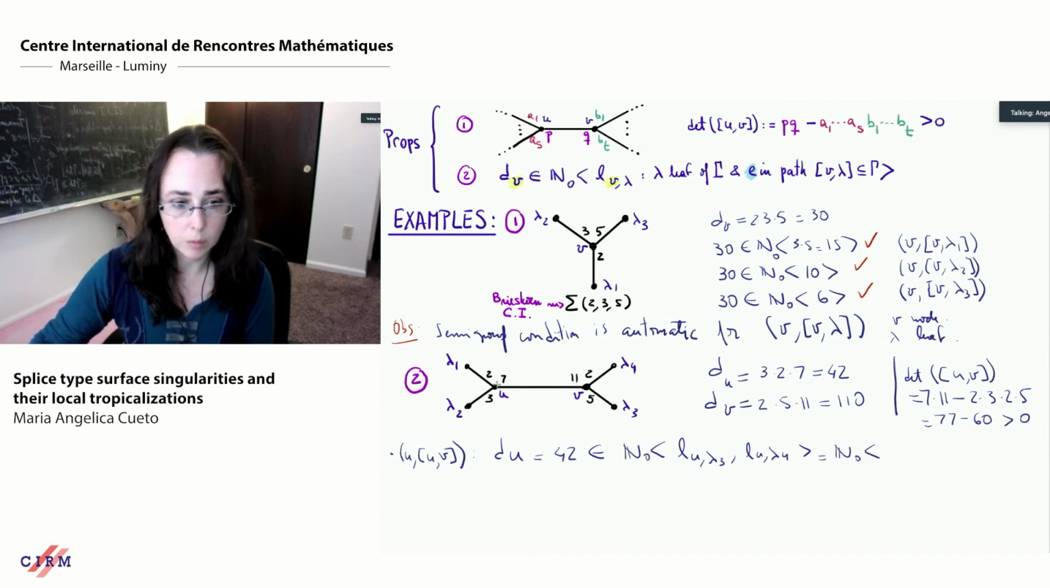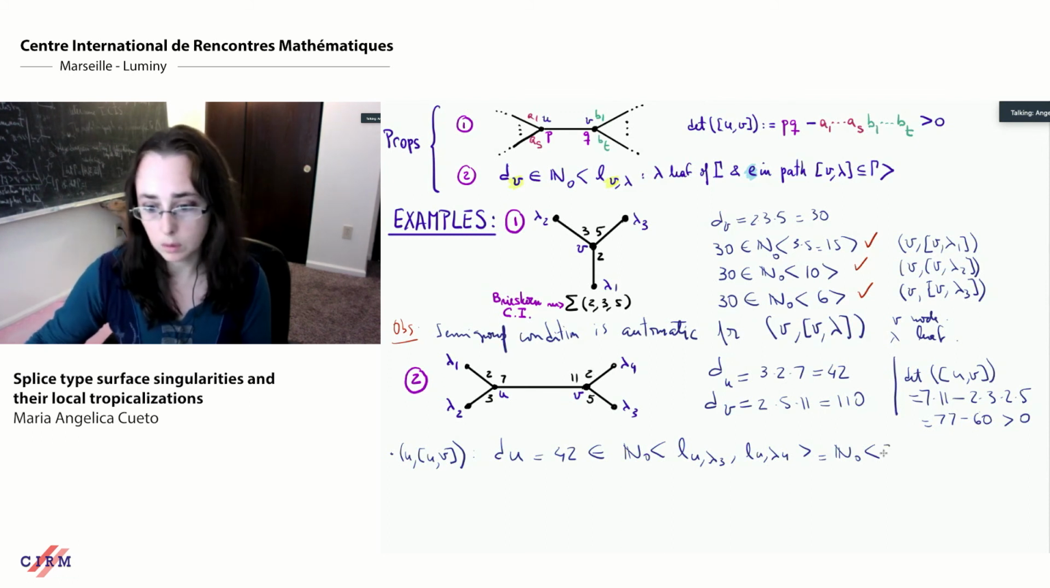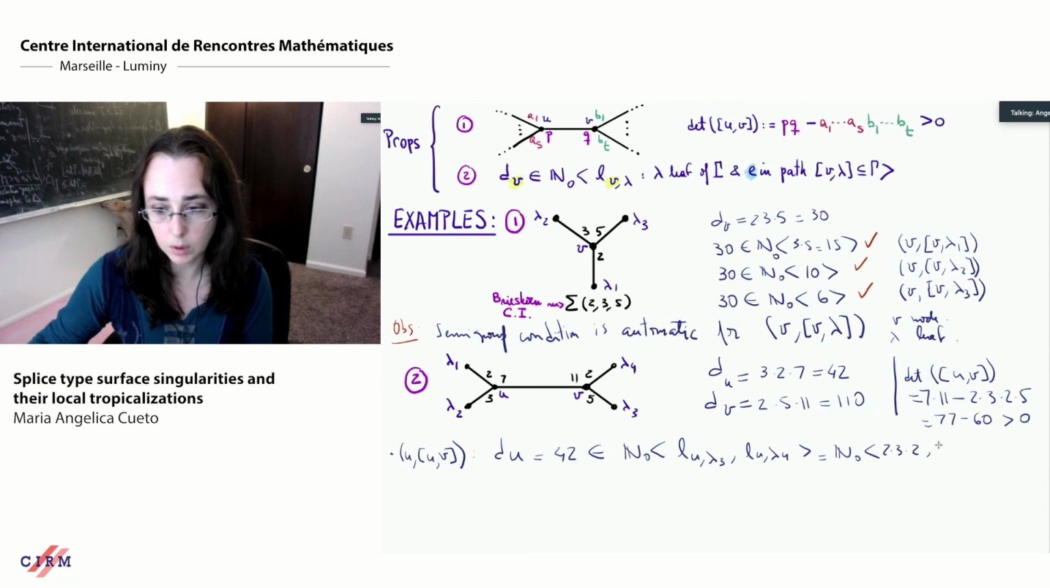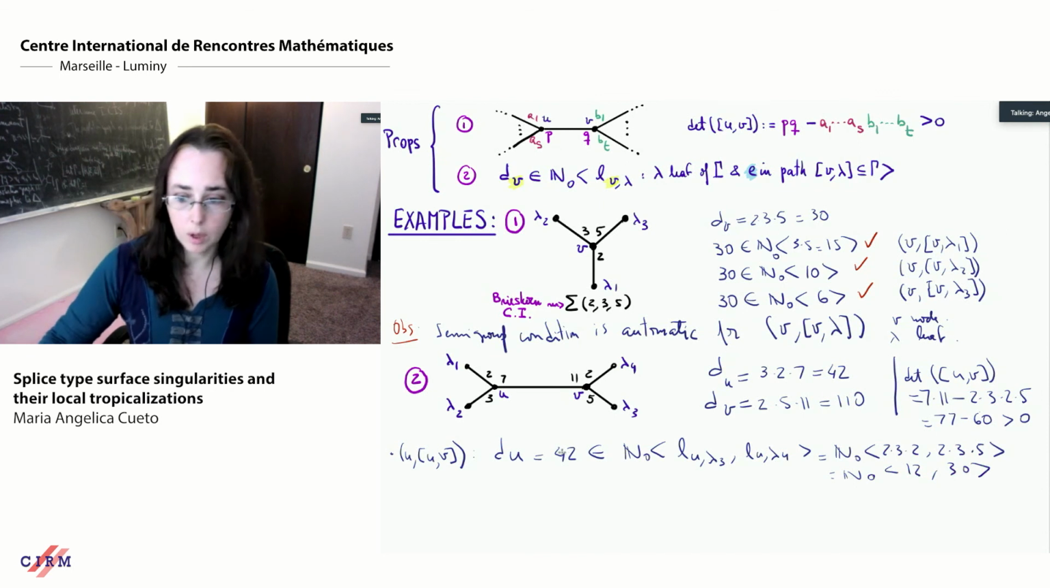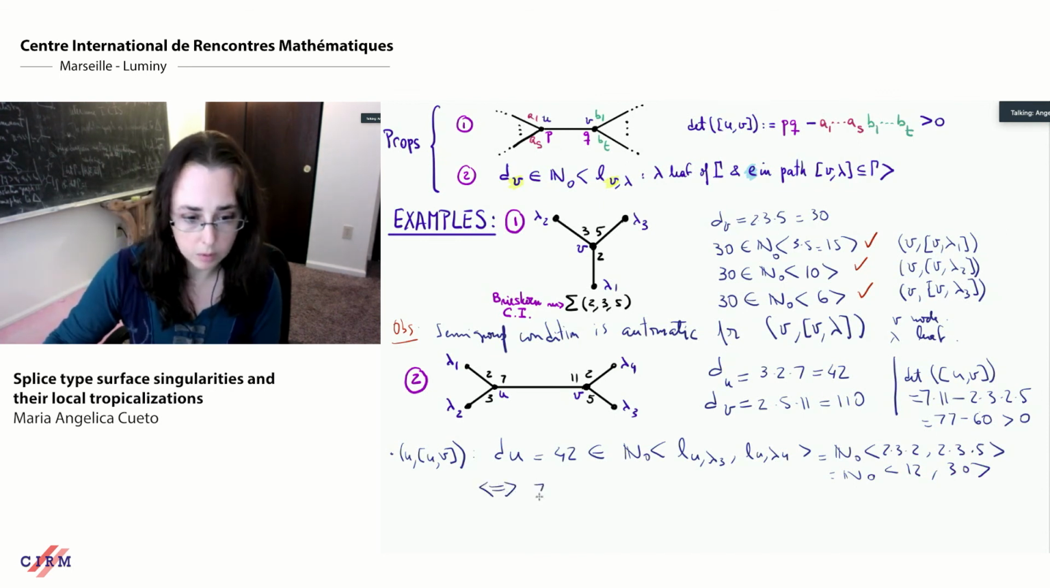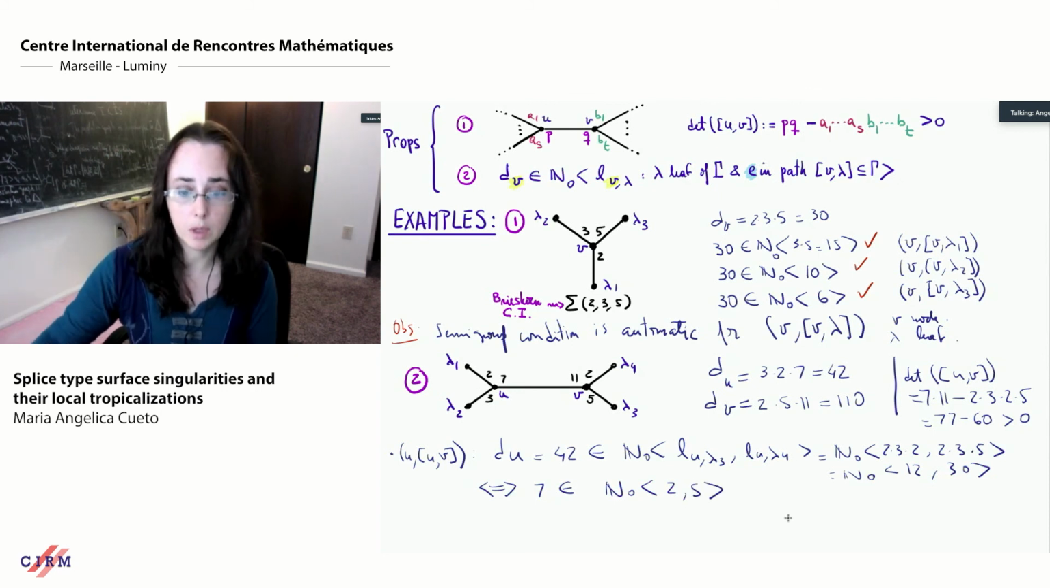the linking number for u is going to be 2 times 3 times 2, and then we have 2 times 3 times 5. So that, of course, is 12 and 30. And of course, everything here is divisible by 6. So I can get rid of the 6 factor and check if it's true that 7 lies in the semi-group generated by 2 and 5. Of course, that is true.